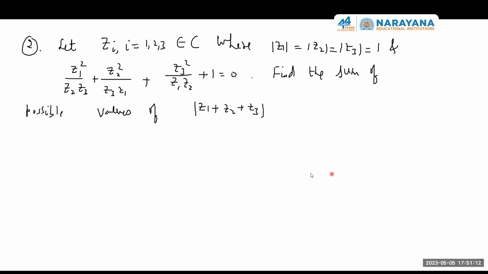Sir, we should make use of some sort of symmetry. Yes, obviously it is cyclically symmetric with respect to z1, z2, z3. That is fine. And what is asked in the problem? Possible values of mod of z1 plus z2 plus z3.